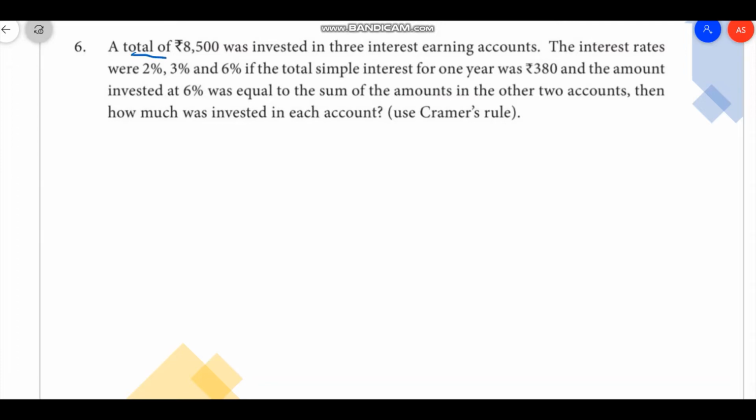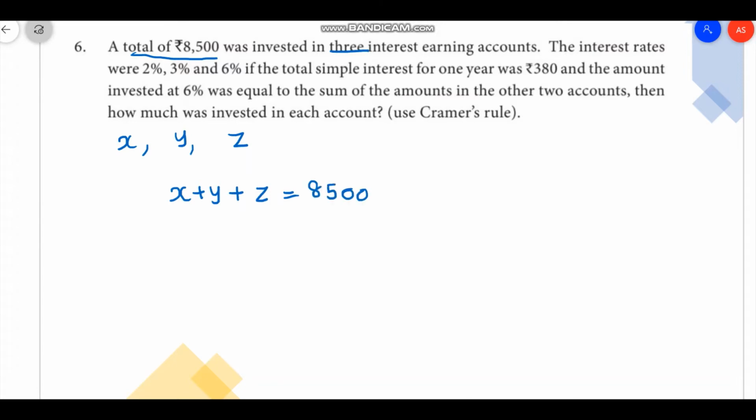A total of rupees 8,500 was invested in three accounts. So let me take the three accounts to be X, Y and Z. That is, the amounts invested in the three accounts are X, Y and Z. Total is 8,500. So X plus Y plus Z is equal to 8,500.